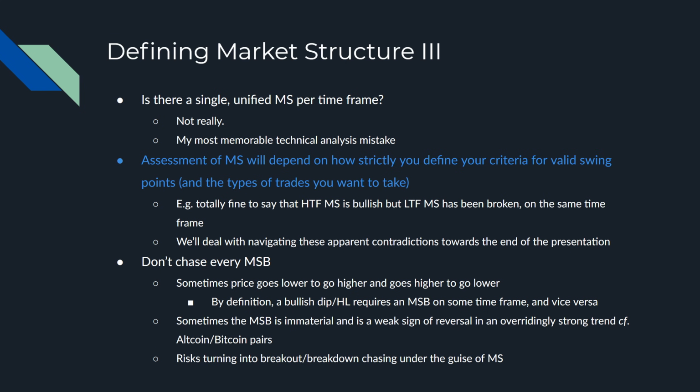If it's above it, it's bullish. If it's below it, it's bearish, right? I think market structure doesn't lend itself well to that type of uniformity, which isn't a bad thing. I think your assessment of market structure will depend on how strictly you define your criteria for valid swing points, and that will of course affect the types of trades you want to take.